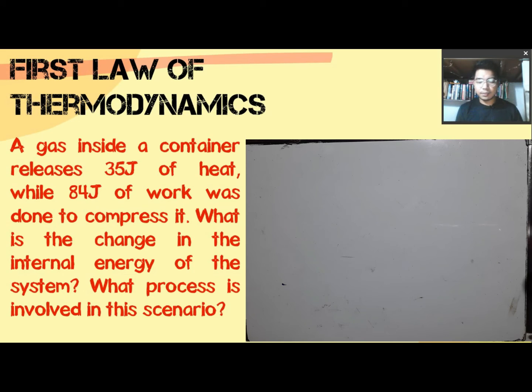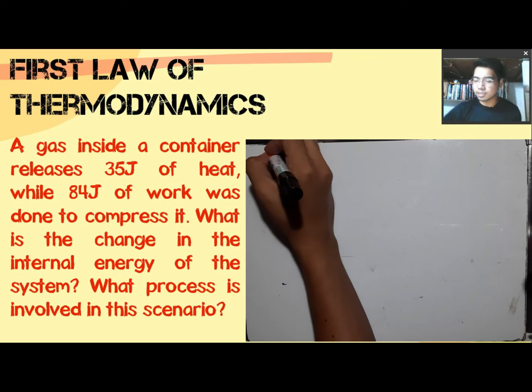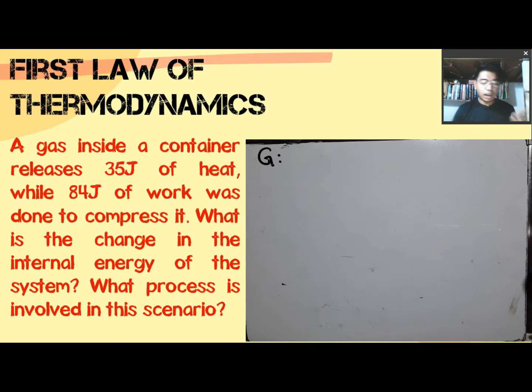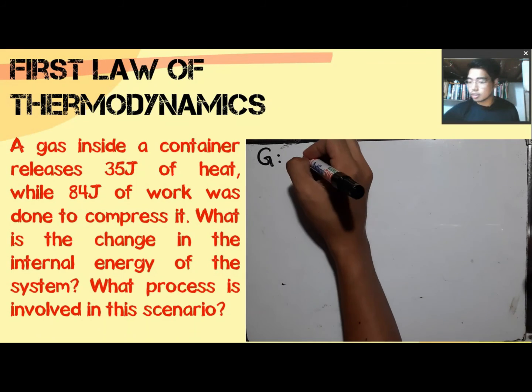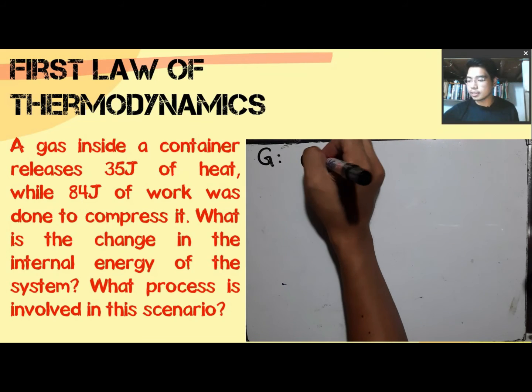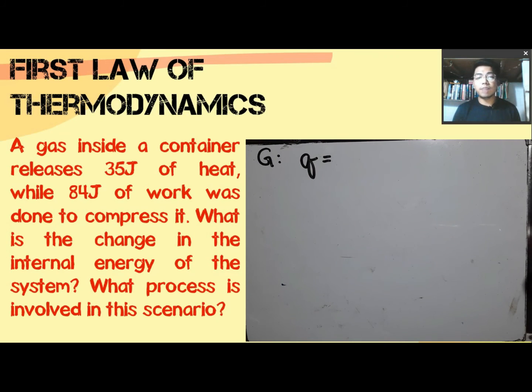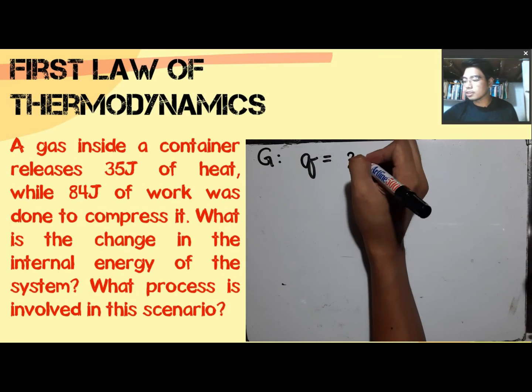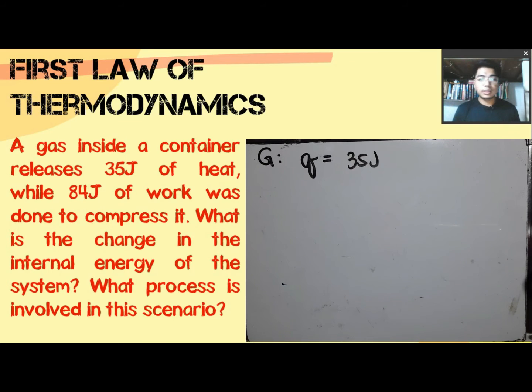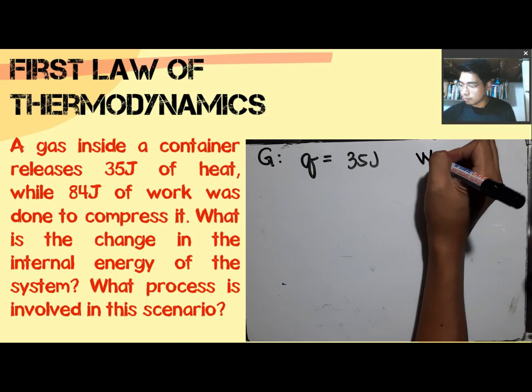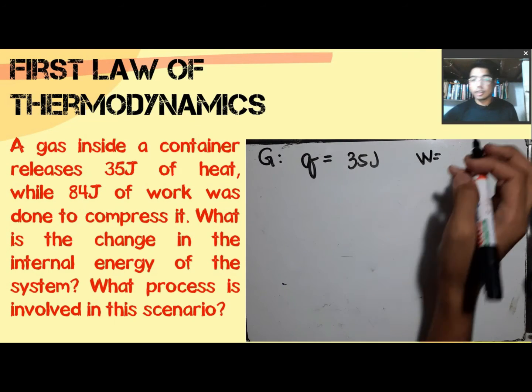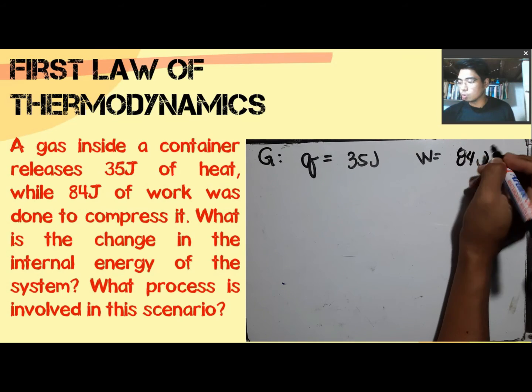Okay, now, just like what we usually do from the previous problems, we're now going to utilize here the GRESA method. Let's simply start with the given. Our given here in this problem, the first one, we can observe the presence of heat. And heat is equivalent to 35 joules. Then, the problem also mentioned that the work done is 84 joules.